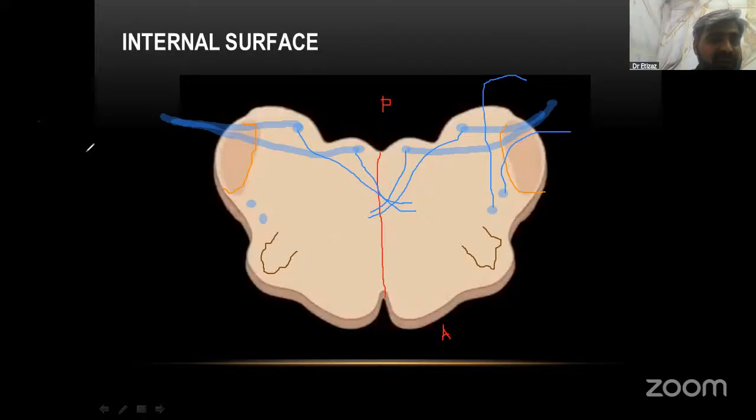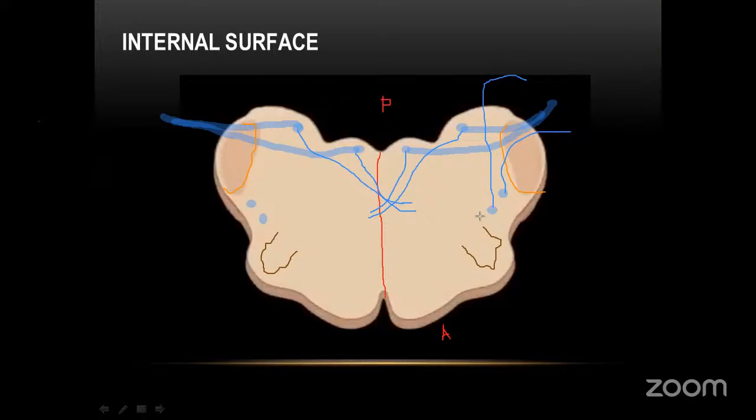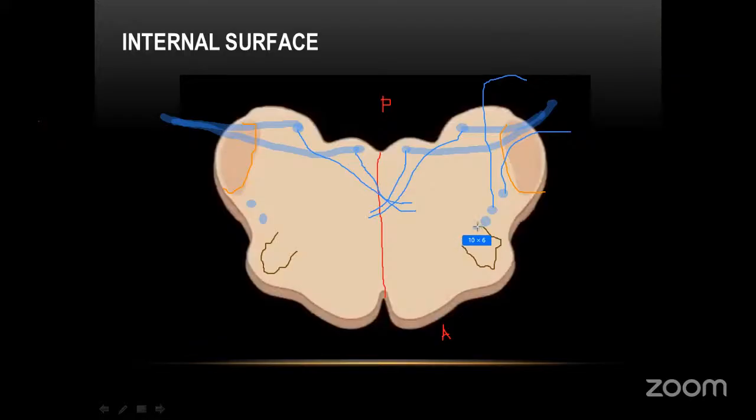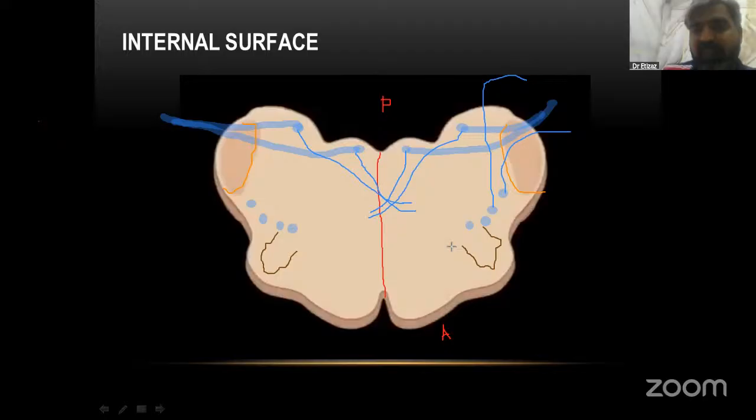Okay. Last fibers of this column. What are the last fibers? Spinothalamic tract. How many are there? Lateral and anterior. Yes, anterior and lateral spinothalamic tract. This is the lateral spinothalamic tract.